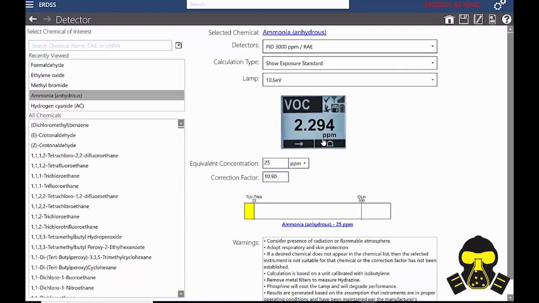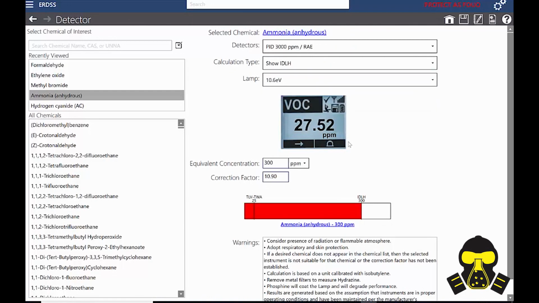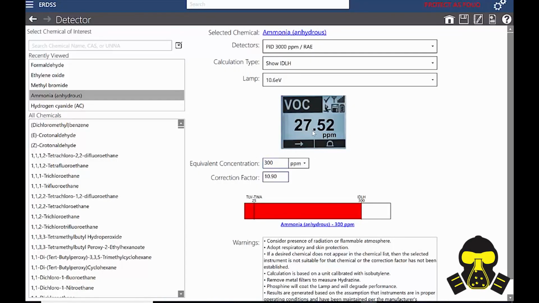I'm not a fan of people changing conversion factors. Only because I've been there when they forgot to change them back. And so if you're calibrating against isobutylene, just keep it at isobutylene. You can tell them, hey, you're going in for ammonia, 2.3 is your measure, and then if we want to do IDLH, let's show IDLH to set our hot zone, 27.5. And that's actually where they're going to be putting their SCBA on. That's basically IDLH. Yes, that's a problem. If they thought they were going to be doing it at 300, it's actually 27.